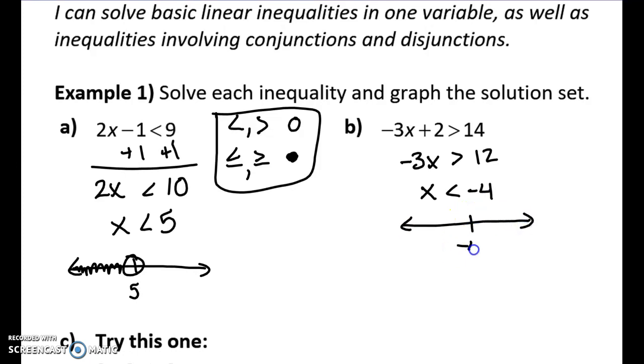And we are again going to graph it. So I put negative 4 on my number line. It's a less than symbol, so I put an open circle. And I want to shade any number for which that is true. I shade below negative 4 on my number line.